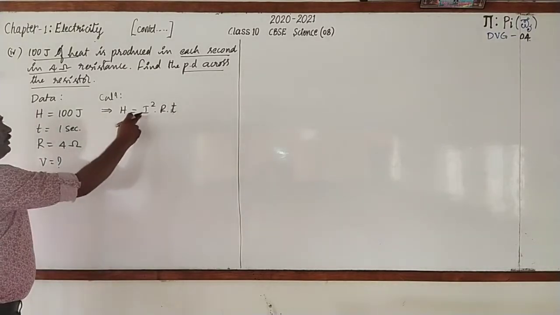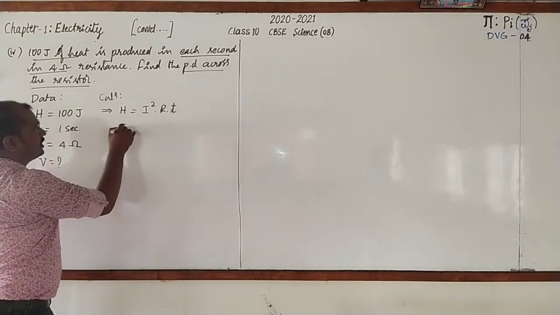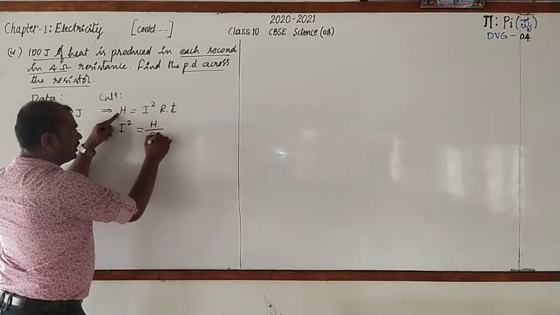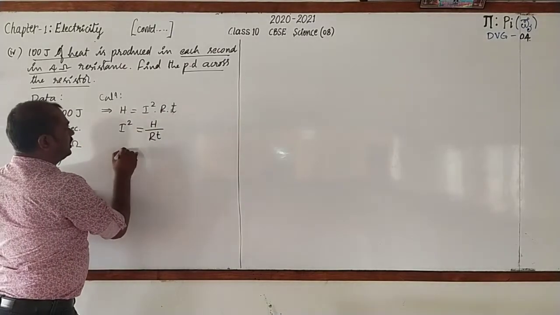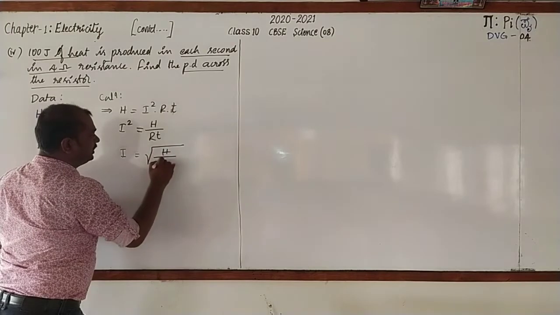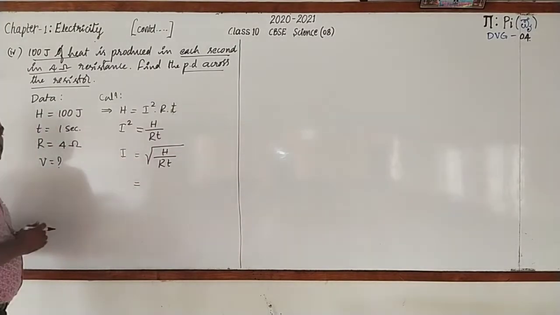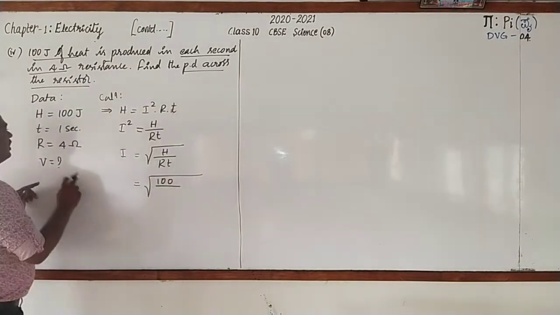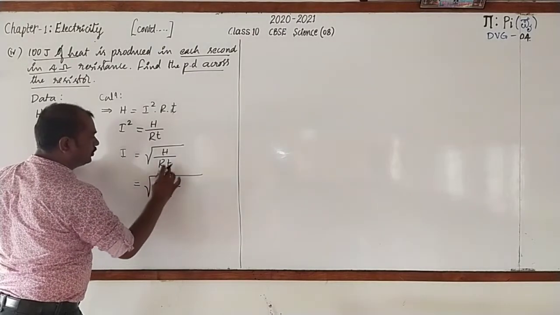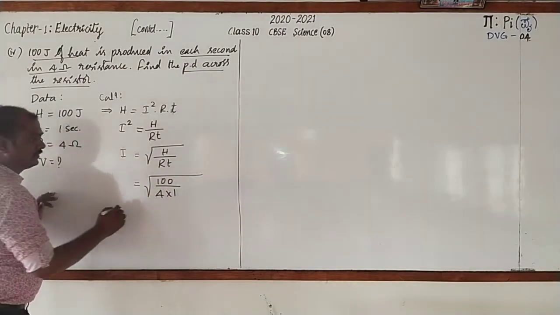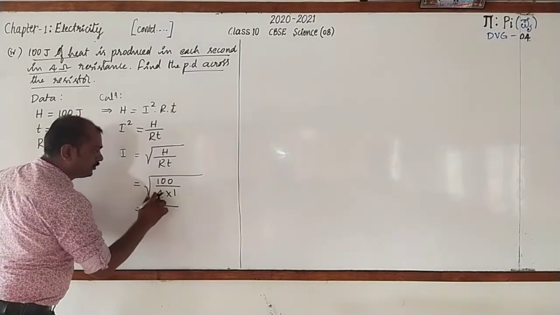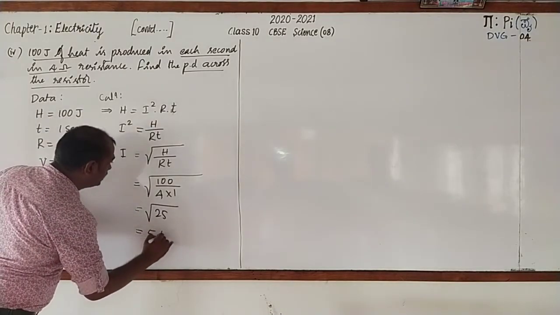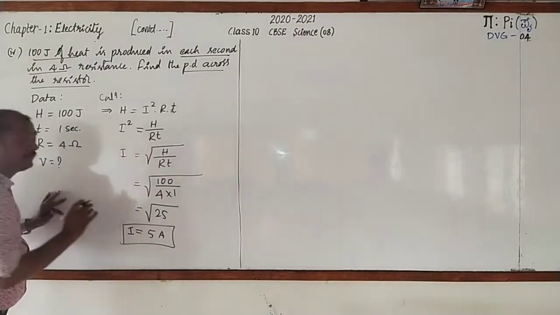Observe. We want I, hence we solve for I square. I square is equal to H divided by R into T. Then I is equal to square root of H by R into T. Then go for substitution. Square root of, what is H? It is 100 by R, which is 4, into time 1 second. It's equal to square root of, cancel it, 4 twenty-fives are 100, so square root of 25, which is 5. It is 5 amps. Current is 5 amps.